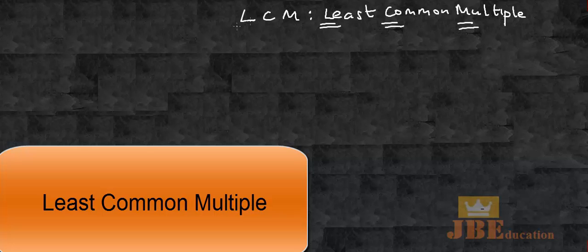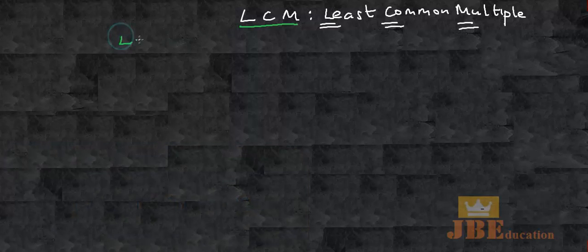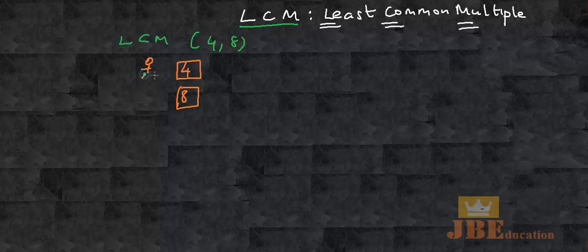Welcome back, students. Today we will be studying the least common multiple. Let us say we are given a question to find the least common multiple of 4 and 8. Consider the numbers 4 and 8 as two members competing against each other. Visualize them as human persons playing a game, say, badminton.